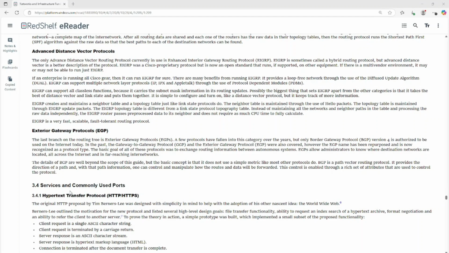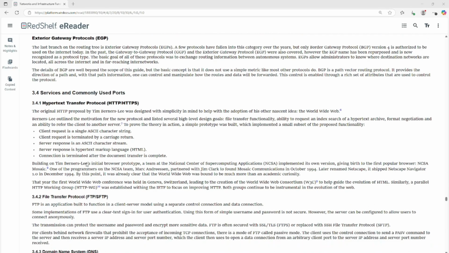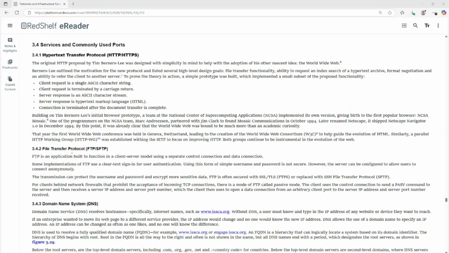Coming back to touch on the commonly used ports and the various services. You should keep in mind that the Hypertext Transfer Protocol, HTTP or HTTPS, is one of the most commonly used ports. So you might want to read this and understand that port 80 is for HTTP and port 443 is for HTTPS for security. File Transfer Protocol.